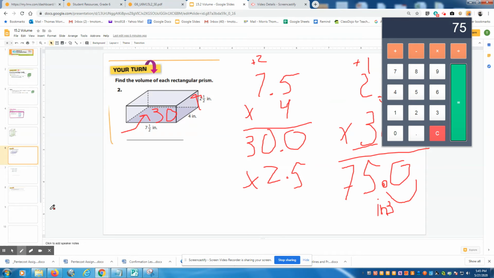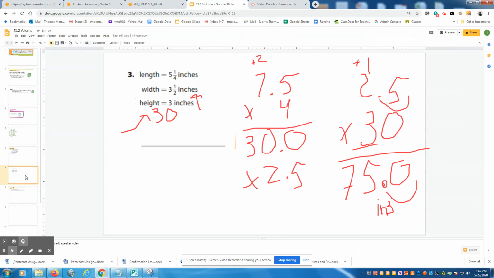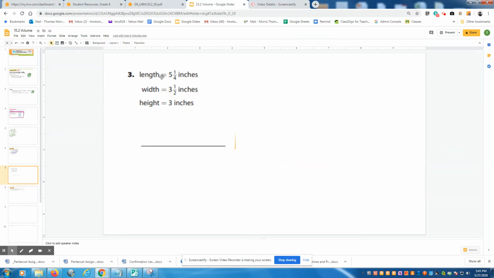All right, and the other way you're going to see these examples is this way. You're going to just be given the length, the width, and the height. And so you can calculate the base first, so multiply these two together, and then you multiply that product by the height. So length times width times height of your shape.